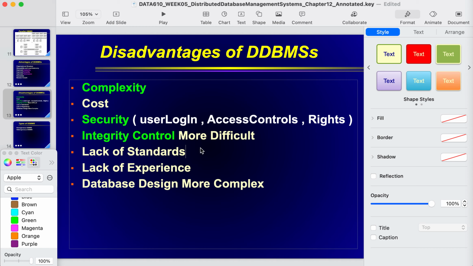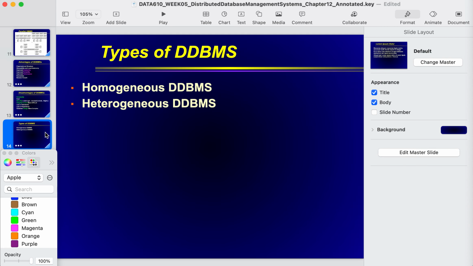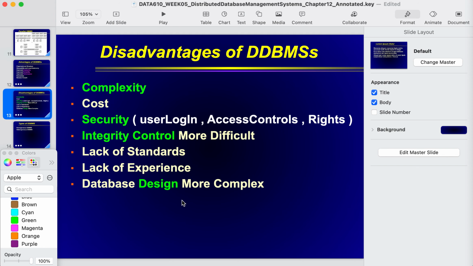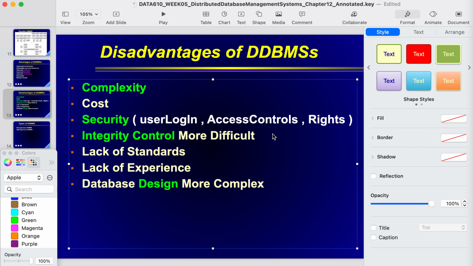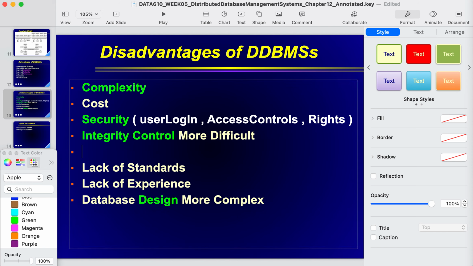The integrity control would be a little bit more complex. As a whole, the design of this database is more complex because it's distributed, it has multiple sites. They need to go through a network. So the network itself could introduce some delays in accessing the data. If we have to go through a network to access the data, it could take longer than if the data is on the same machine.